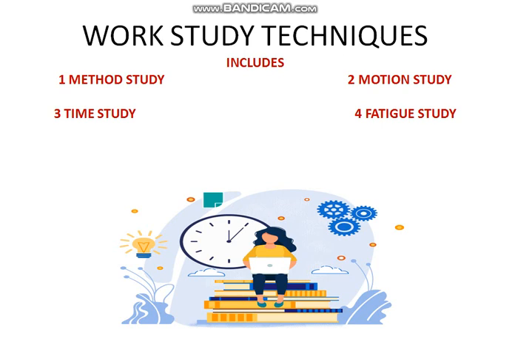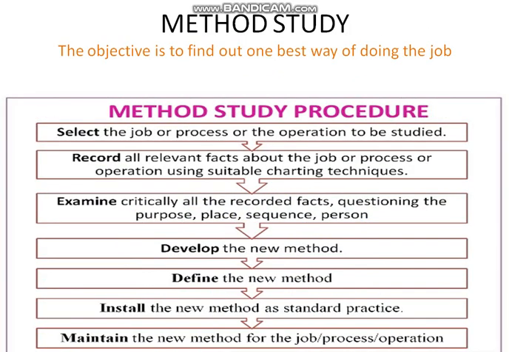Next is the work study technique. It includes method study, motion study, time study and fatigue study. First, the method study. The objective is to find out the one best way of doing the job. As per Professor Taylor, every task can be performed in many different ways, but there is only a single best way to perform that job. This is the objective of method study: to find that one best way of doing the job and apply it as a standard method throughout the organization.